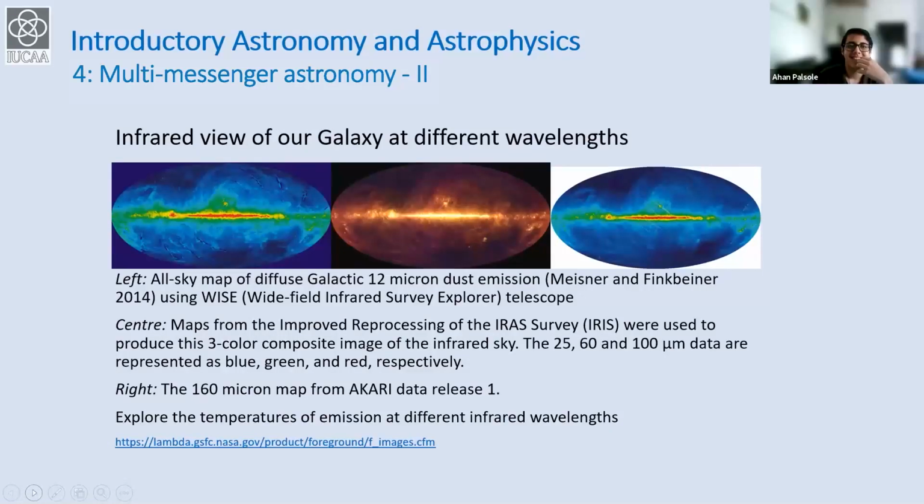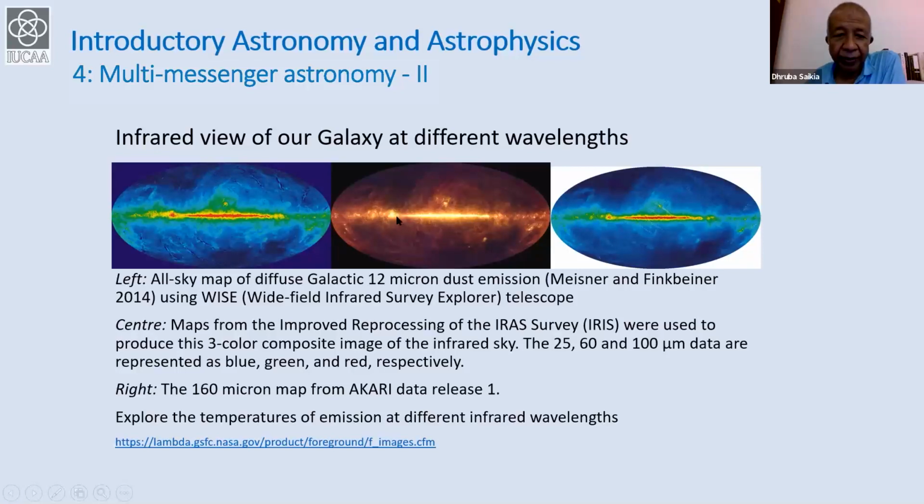This is an infrared view of our galaxy at different wavelengths. This is an all sky map of diffuse galactic emission at 12 microns, dust emission. What happens is that this emission is due to dust, which gets heated up by the stars, reprocesses, and radiates at different wavelengths. And as Aman correctly pointed out, because the emission is long wavelength emission, you do not see the dark spots when you go to longer wavelengths.